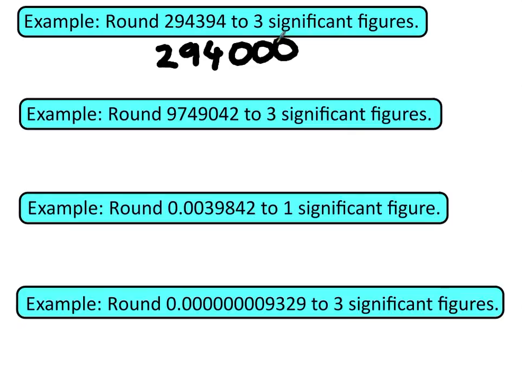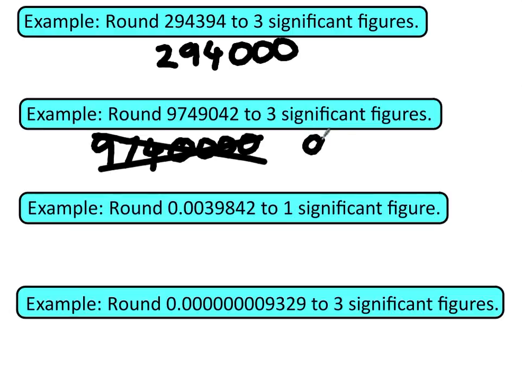Let's have a look at the next one. Well, you might be expecting the answer to be 974,000, but that is wrong. That is not correct. Let's have another look. 9 and 7 are definitely correct, but if we look, is this closer to 9,740,000 or 9,750,000? And because of that 9 there, we need to round up. So just like the rules for decimal places and for whole numbers and powers of 10, the answer needs to be rounded up. There we are.